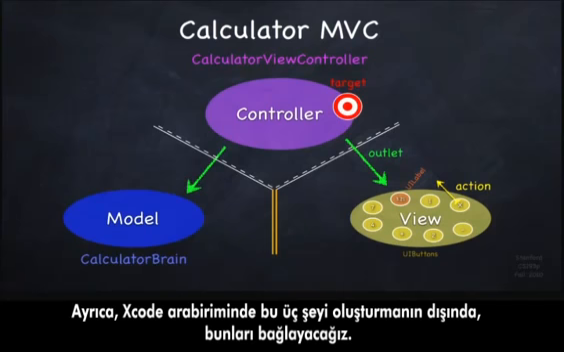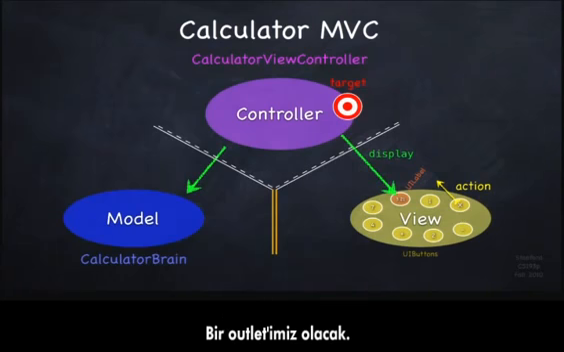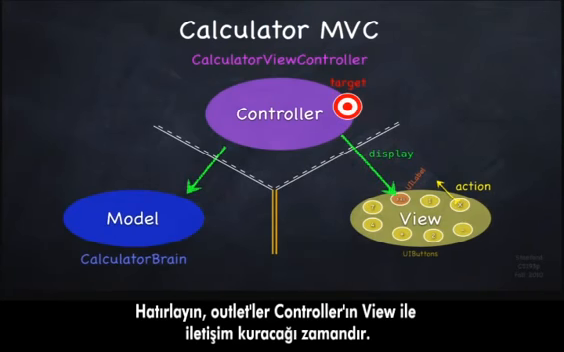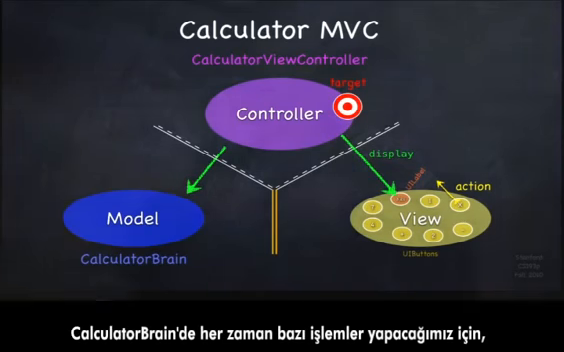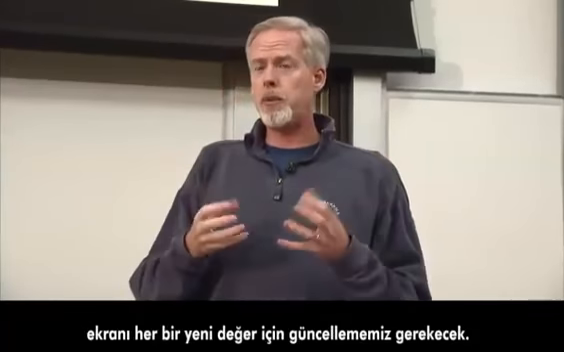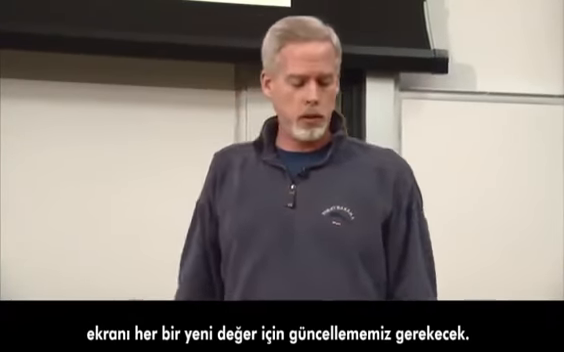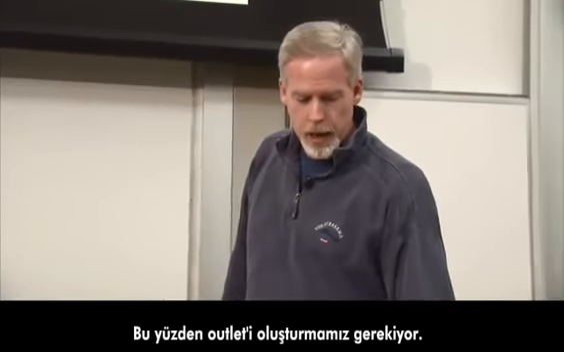Now, in addition to creating these three things in Xcode and Interface Builder, we're also going to wire them up. So we're going to have one outlet. Remember, outlets are when the controller wants to talk to its view. So we're going to have one outlet that talks to the display, because every time we do some operation in the calculator brain, we need to update the display with our new value. So we're going to need that outlet.